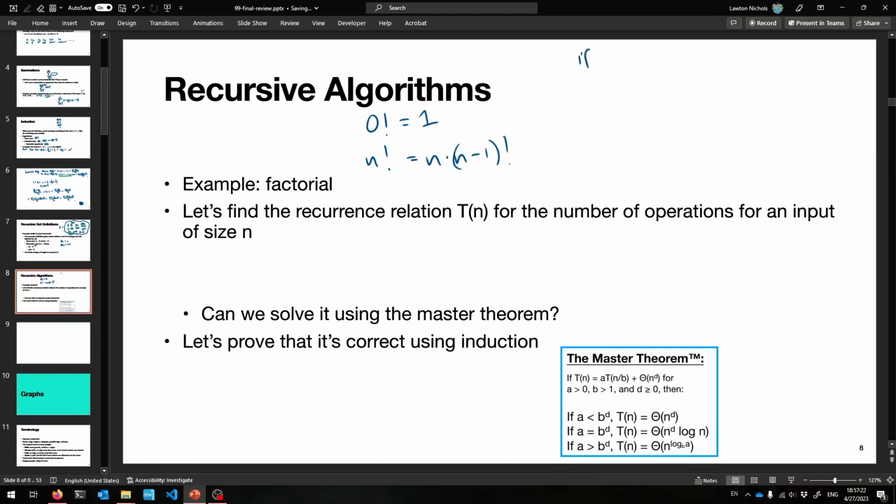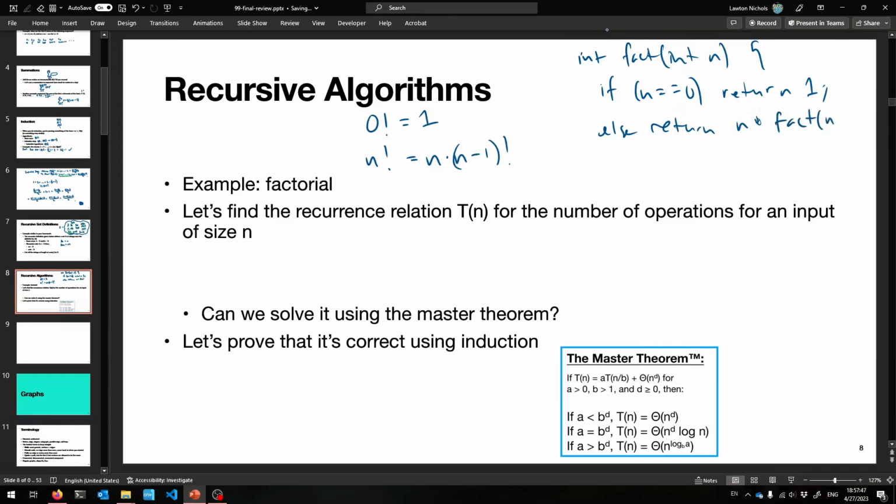You turn that into code like C++: int fact(int n). Well, you've got to figure out if you're in the base case or the recursive case. If n is 0, return 1, else return n times fact(n minus 1), but this is recursive, so calling ourselves should go off and produce that. So that's your implementation. Let's do all the cool stuff that we learned how to do.